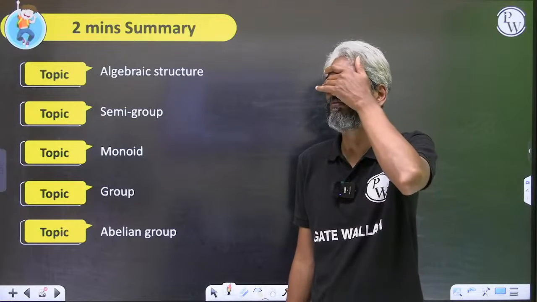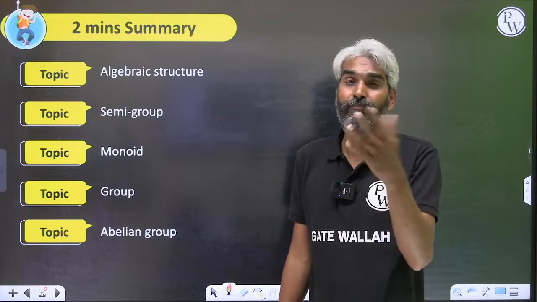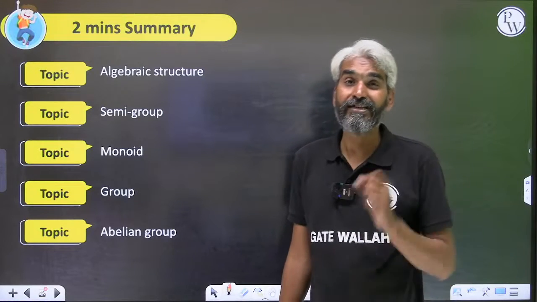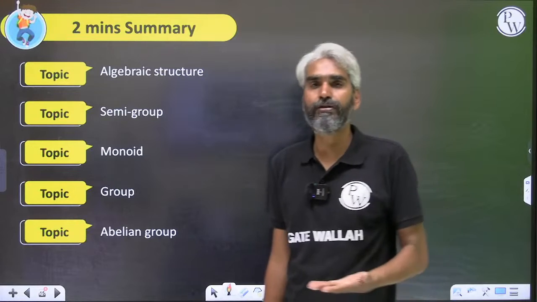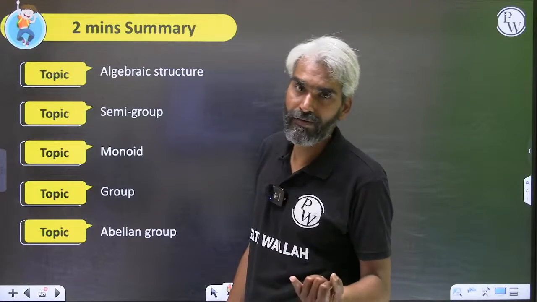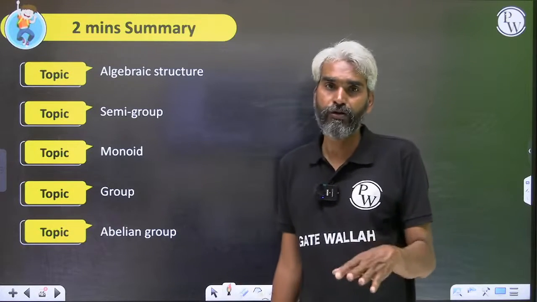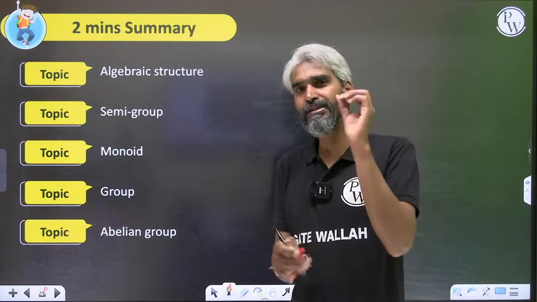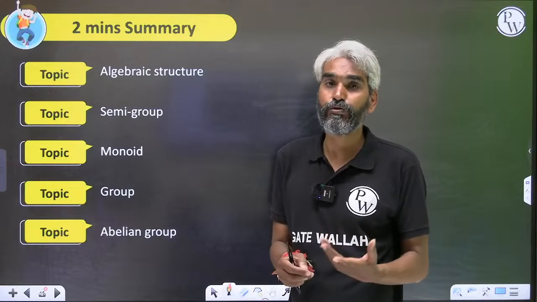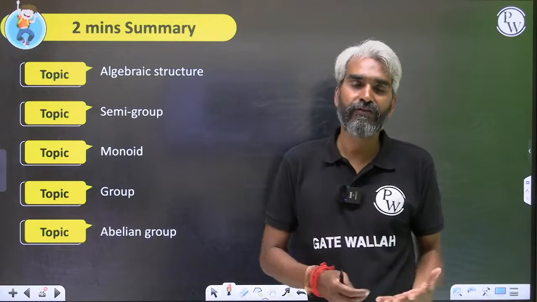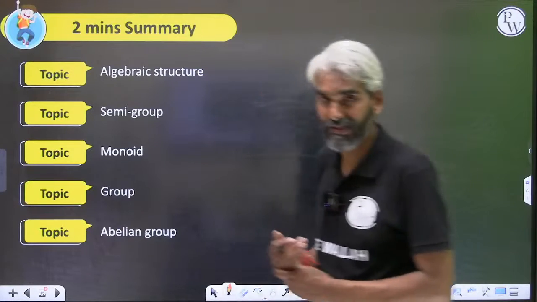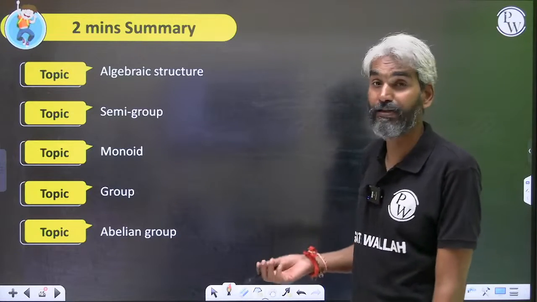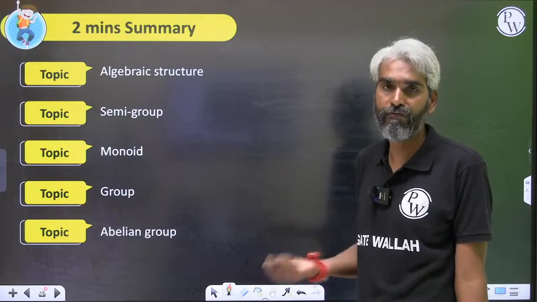In the last 4-5 years at least, they have asked questions from Lagrange's theorem at least 3 times, and that's a very easy concept: the order of an element of the group will divide the order of the group, and the order of a subgroup will divide the order of the original group. Based on this simple definition, they have asked 3 times in the last 5 years. So we'll try to understand how exactly Lagrange's theorem works in the context of subgroups and in the context of the order of an element of a group.